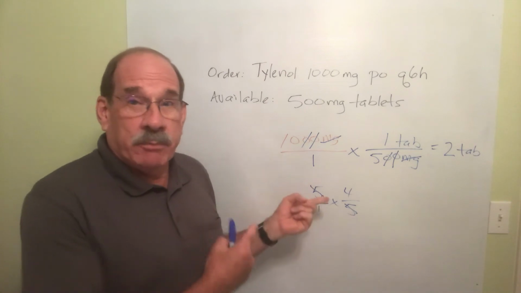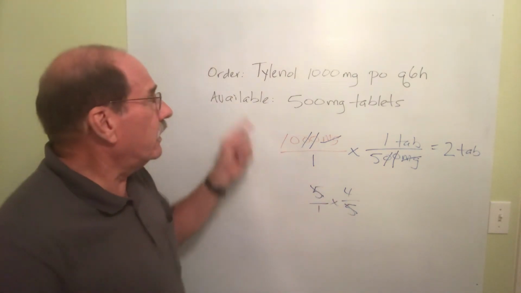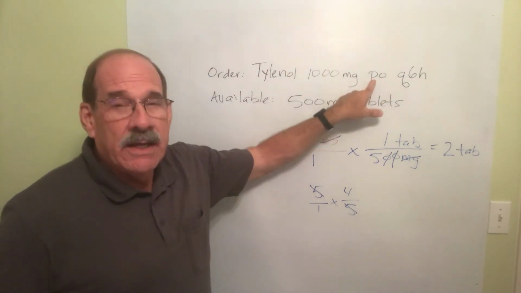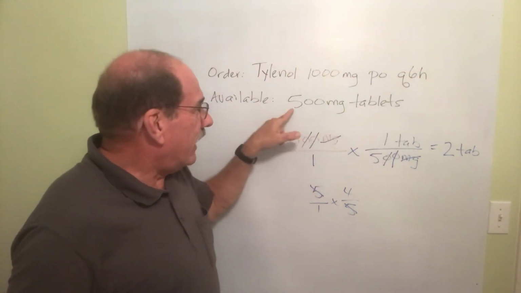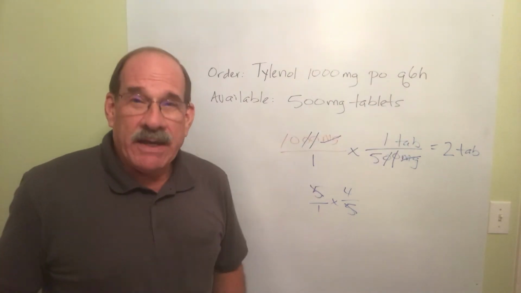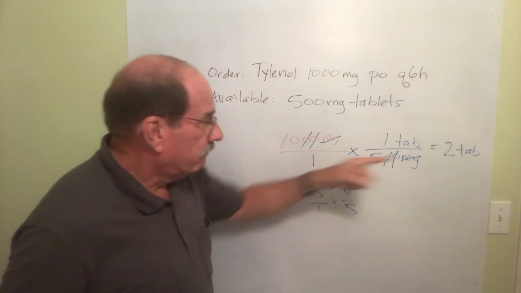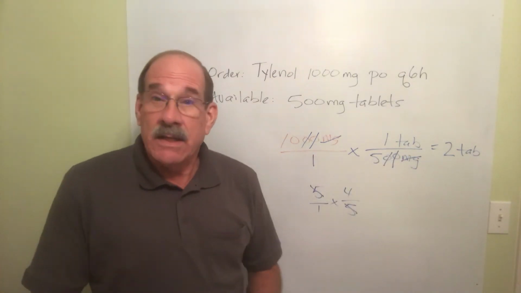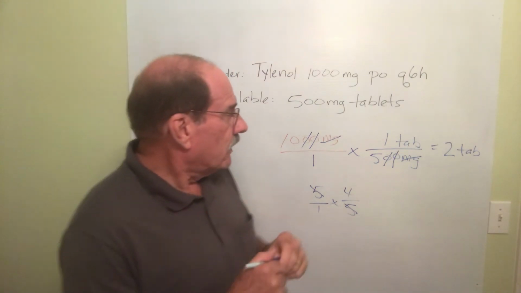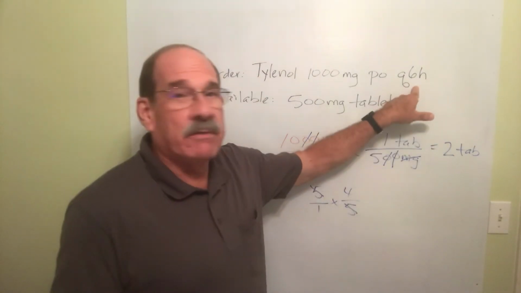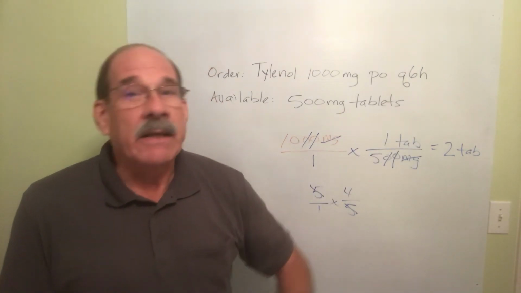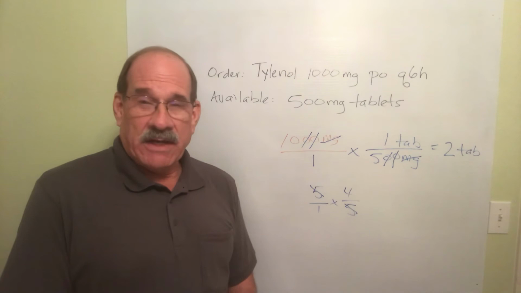So to summarize this problem, the doctor ordered 1,000 milligrams of Tylenol to be given orally every 6 hours. I've got some 500 milligram tablets. To get the right dosage to the patient, I've got to give how much? 2 tablets. Now something else that people get all messed up over. I'm going to give 2 tablets every 6 hours. So I give my patient 2 tablets now. 6 hours later, give him 2 more tablets. 6 hours after that, give him 2 more.